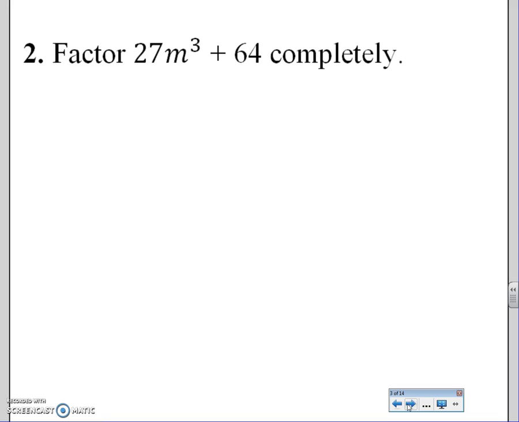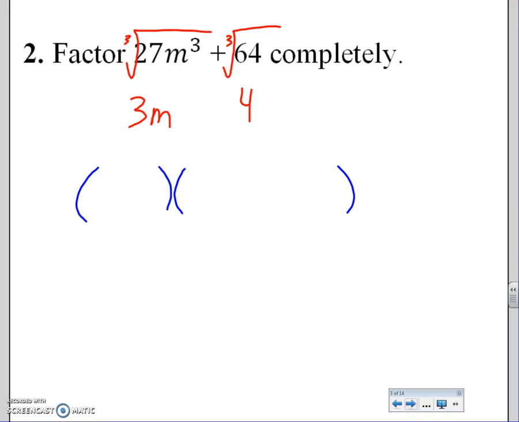Factor this. Well, those are nice perfect cubes and sum. So remember, take the cube root of both of them. Cube root of that. Cube root of that. Cube root of 27 is 3. Cube root of m cubed is m. Cube root of 64 is 4. Put those into our formula. So 2 parentheses, a small one and a big one. Write our 2 numbers, our terms.